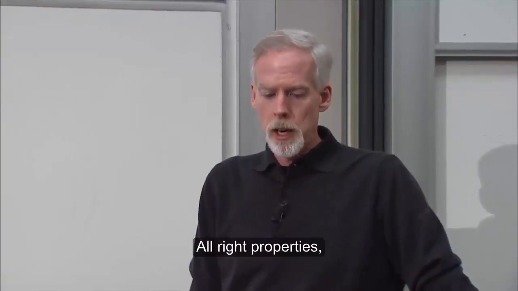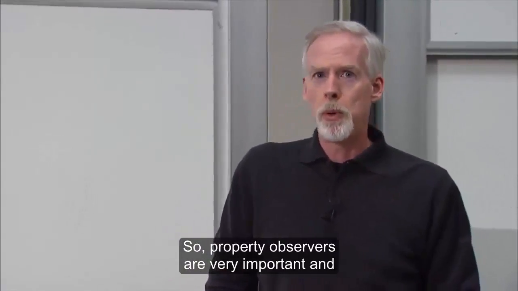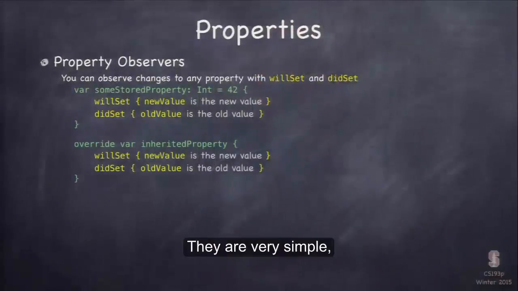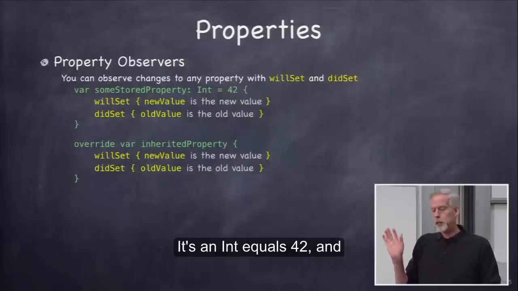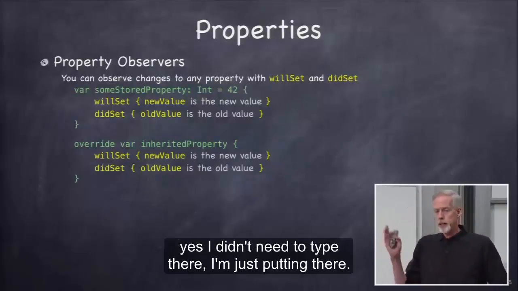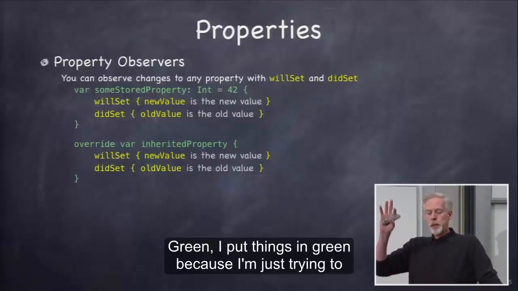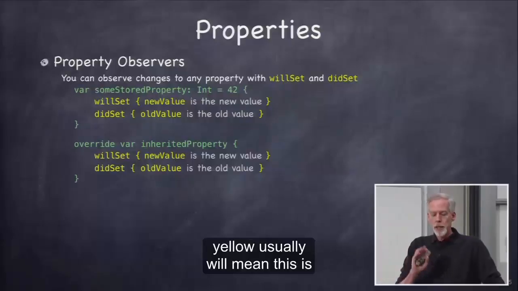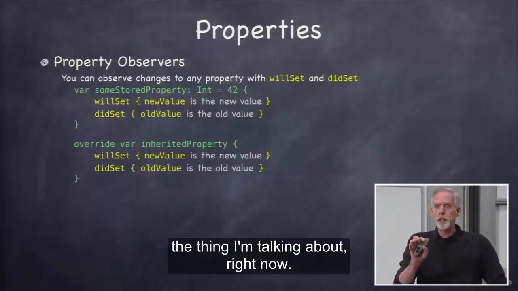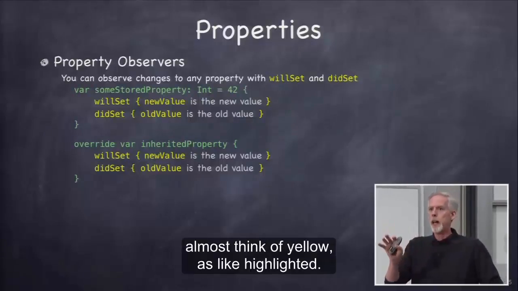Okay, properties. Let's talk a little bit about properties. Property observers are very important, and we're going to use them a lot. They are very simple. You have a property, like here I have some stored property. It's an int equals 42. And yes, I didn't need the type there. Throughout all my slides, by the way, I put things in green just to draw attention to the fact that this is code. That's all green means. But yellow usually means this is the thing I'm talking about right now, the thing to pay attention to. You can think of yellow as highlighted.